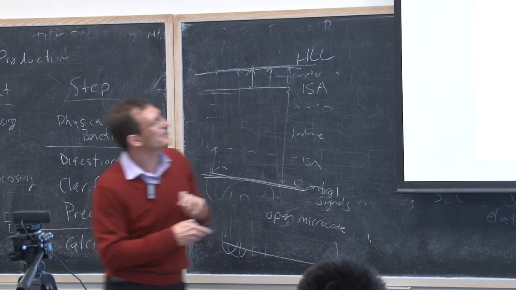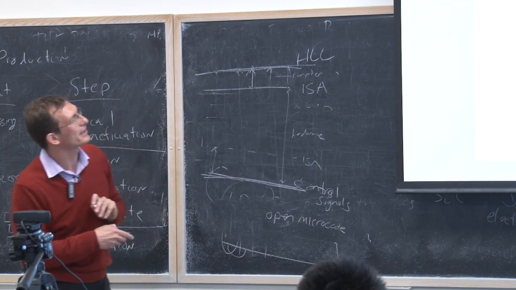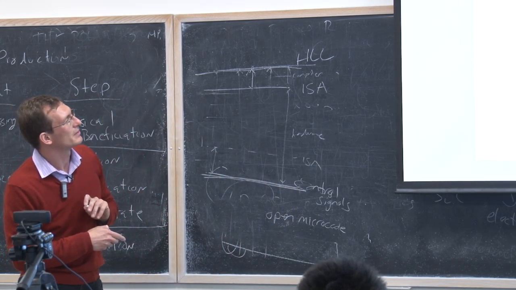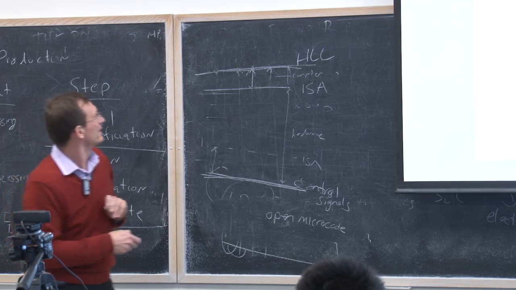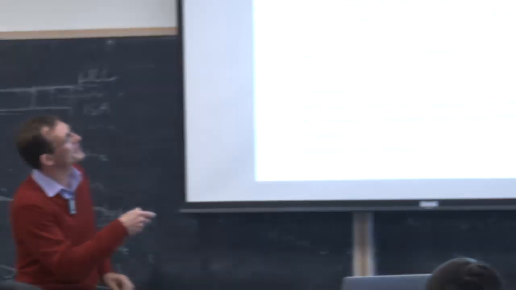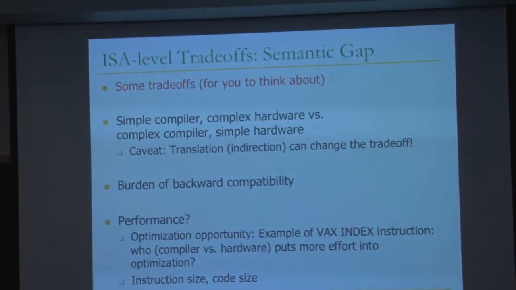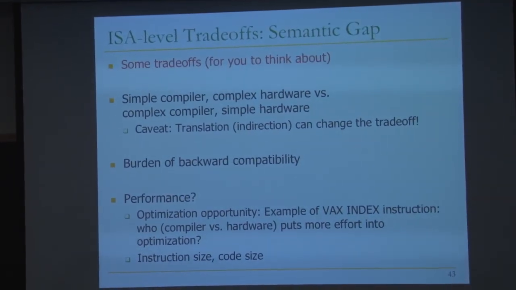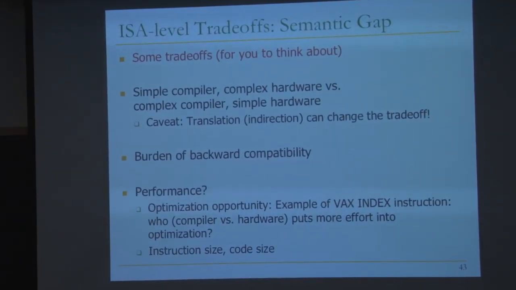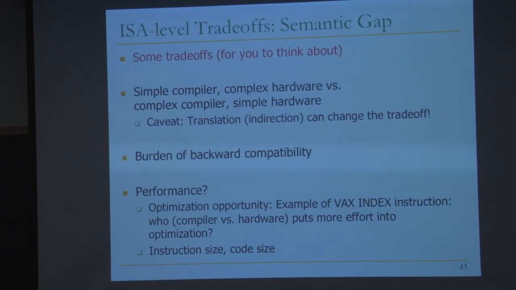OK, so what are the trade-offs? I'll leave some of this to you, but simple compiler, complex hardware, versus complex compiler, simple hardware. That's the first trade-off, right? If the ISA is here, the compiler is simple, because the distance is small. If the ISA is here, well, actually, a compiler doesn't exist, perhaps, right?